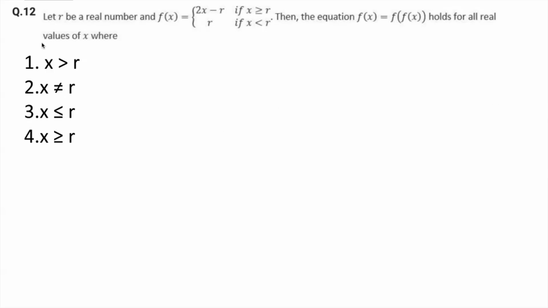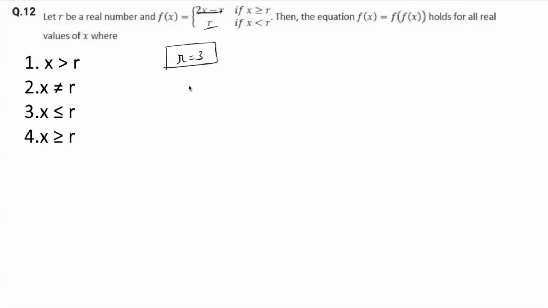All right, so let r be a real number and f of x is 2x minus r if x is greater than or equal to r, and is equal to r if x is less than r. Then the equation f of x is equal to f of f of x holds for all real values of x. Okay, so first of all, let's eliminate the confusion by taking some value of r. Let's take r is equal to 3 for our consideration.